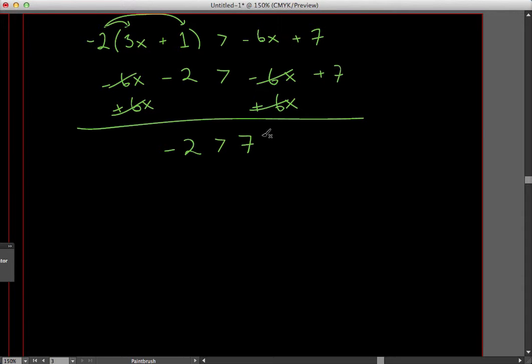Well, is -2 greater than 7? No, it is not. So this actually is a situation where there is no solution. So what that means is, for this situation, -2 times the quantity of 3x plus 1 is greater than -6x plus 7. There is no value for x where this could be true.